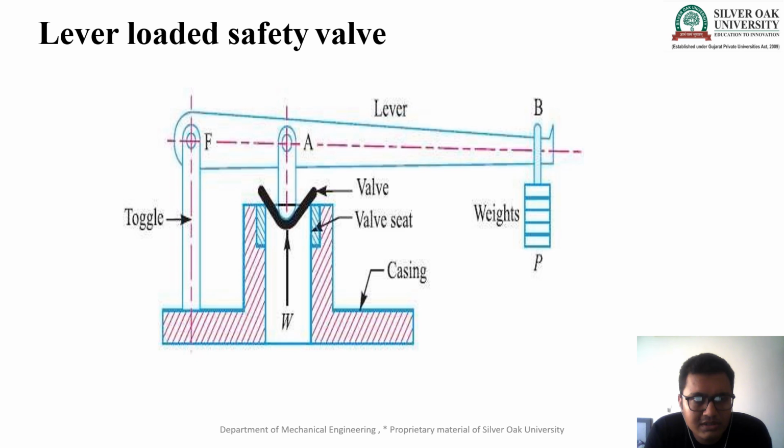Now the second one is the lever loaded safety valve. Here you can see the weights. In the previous one we put weight on both sides, but here we use a single weight. There are two issues in the dead weight safety valve. First, it is not usable for movable boilers, and second is the weight. If we have a high pressure boiler, then we have to put more weights. So in the lever loaded safety valve, we can use only one weight at the end.